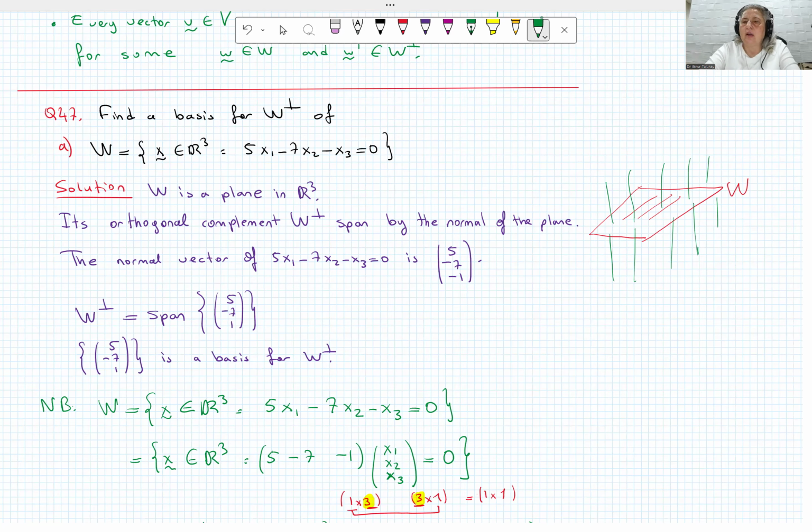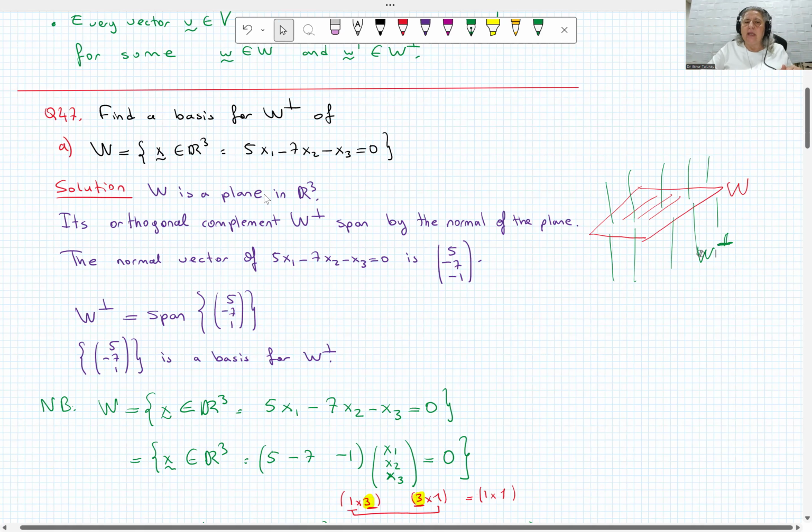So if you think about your floor as your W, then the normals, all multiples of them upstairs and all multiples downstairs, give you the complement space of that plane. So that's the structure. That's a visualization of this concept.